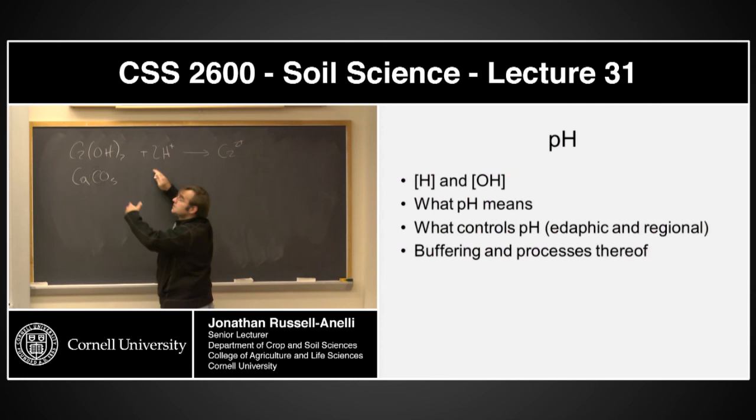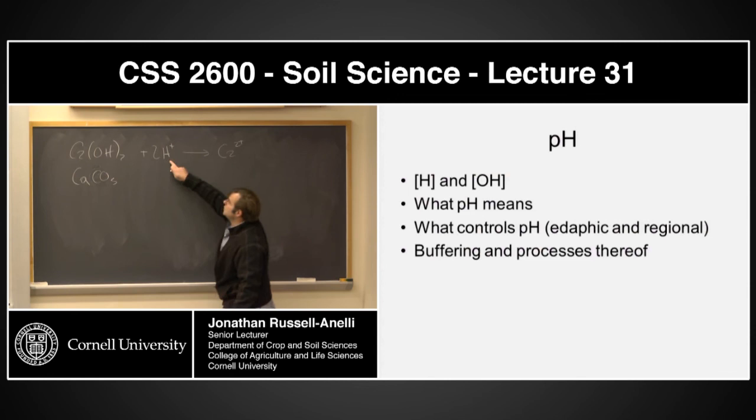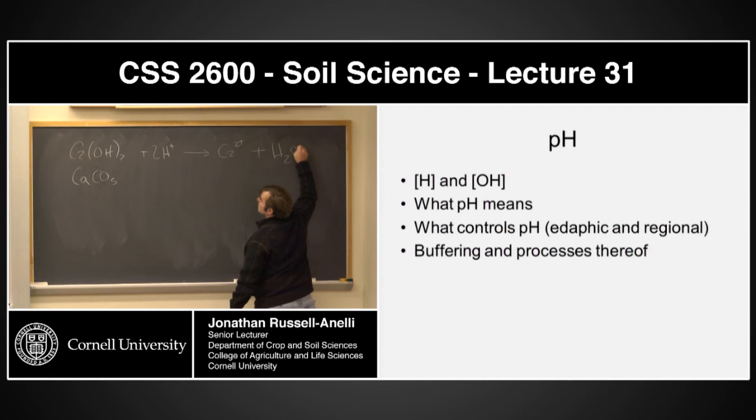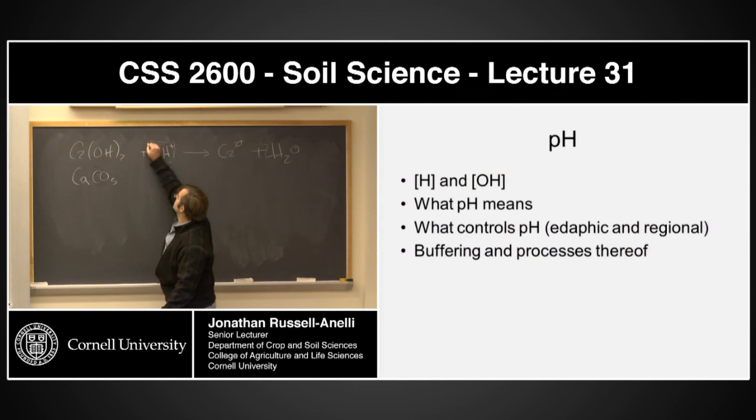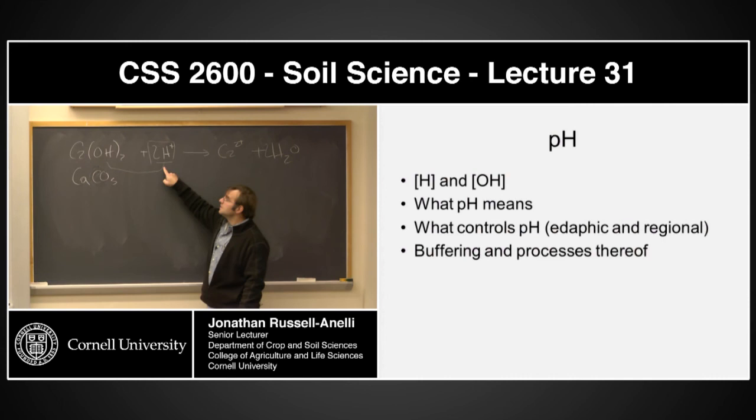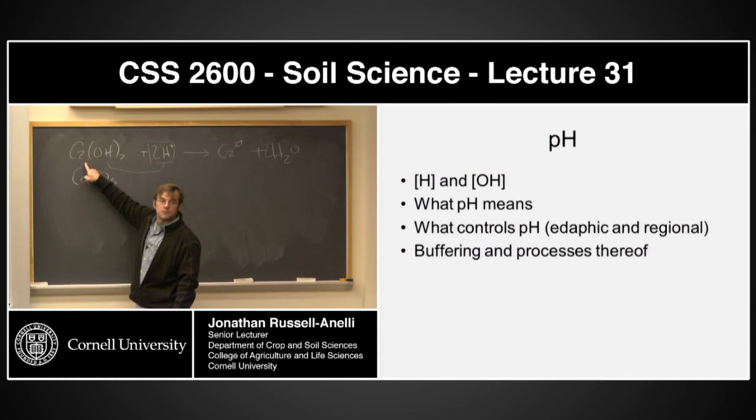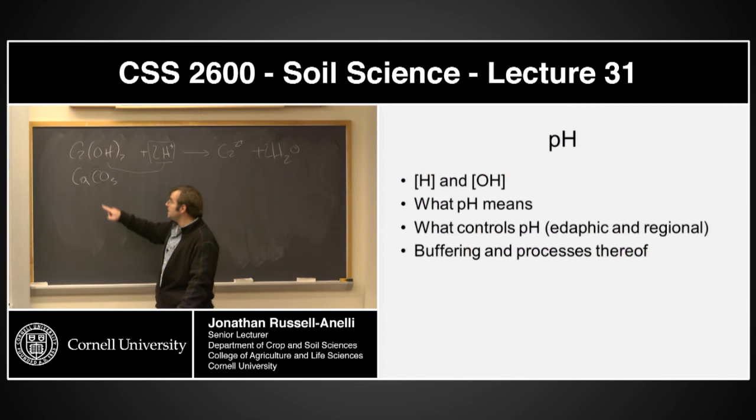I add the acid. These protons are going to react with that hydroxide, and it's going to make water. It's actually going to make two water, okay? So in essence, what I've done, this is coming into solution, and I've basically neutralized it. Now, I can keep putting protons into solution, and if I don't add more calcium hydroxide, sooner or later we're going to lose this buffering reaction. And at that point, the pH is going to start dropping. Okay? The same thing is going to happen here with calcium carbonate.